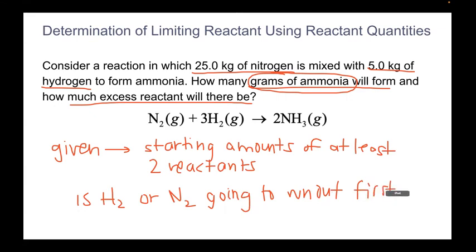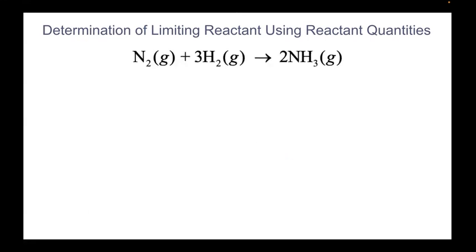And what we're going to do is utilize stoichiometry to figure out which one of these 2 reactants is going to run out first, aka which one is going to limit how much product forms. So let's go ahead and get started with our step number 1. Our step number 1 is to figure out how many moles of each reactant I have initially.